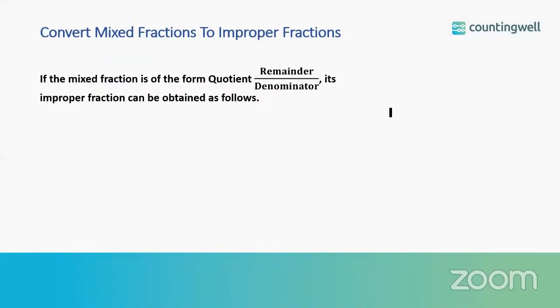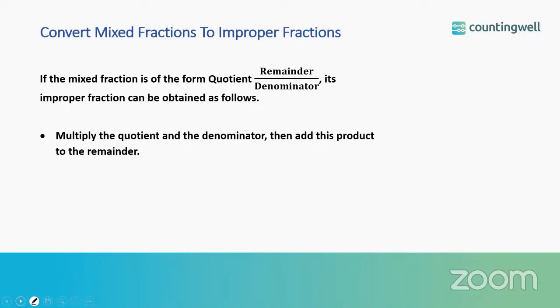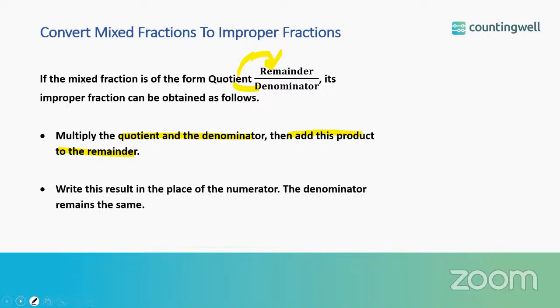Now let us see vice versa, how to convert mixed fractions into improper fractions. If the mixed fraction is of the form quotient remainder upon denominator, its improper fraction can be obtained as follows. You have to multiply the quotient and denominator and then add this product to the remainder. This is what we are going to do. Then we have to write this result in the place of the numerator. The denominator will be kept the same.